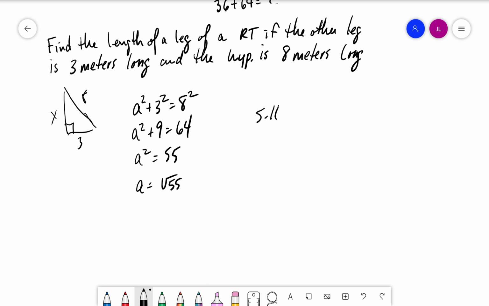So, a little short video about the Pythagorean Theorem. The next one I'm going to look at is using the distance formula to find the distance between 2 points in a rectangular coordinate grid or in a plane.